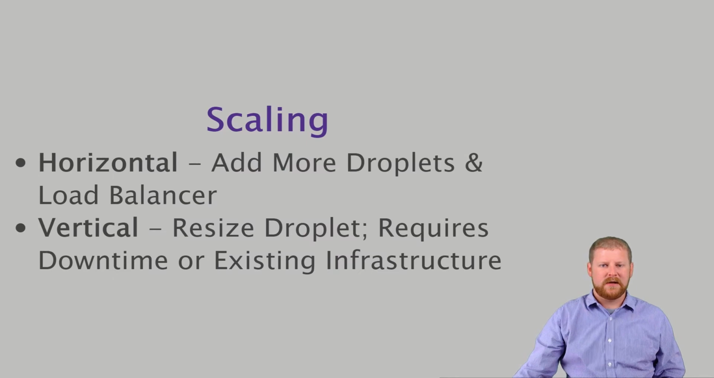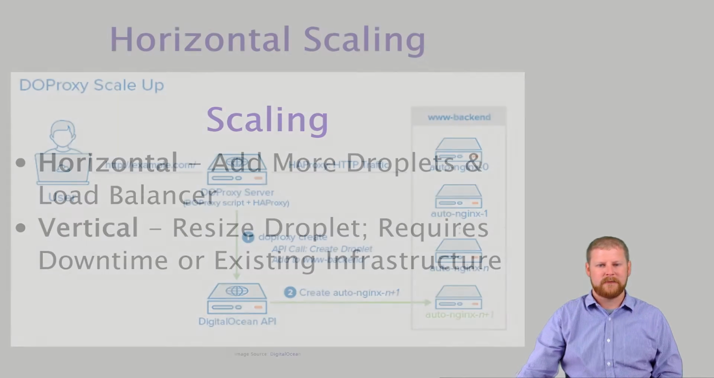In the case of DigitalOcean, you can scale both horizontally and vertically with ease. To scale horizontally, you'll simply add more droplets to your cloud infrastructure. You may also need to add additional items such as a load balancer to route incoming traffic across multiple droplets. For vertical scaling, you can easily resize your droplets via the DigitalOcean control panel or their API. Unfortunately, to resize a droplet, it will need to be rebooted, so you'll have to deal with a bit of downtime unless you have some existing infrastructure for high availability. We'll discuss that a bit later in this video.